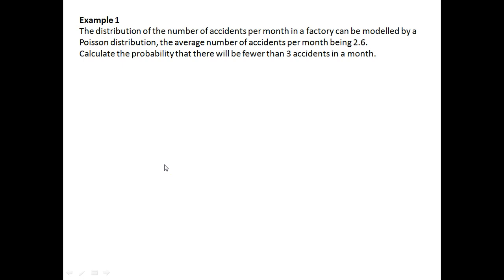Example 1. The distribution of the number of accidents per month in a factory can be modelled by a Poisson distribution, the average number of accidents per month being 2.6. Calculate the probability that there will be fewer than 3 accidents in a month. Therefore, let X denote the number of accidents in a month, and then X is Poisson distributed with the parameter 2.6.